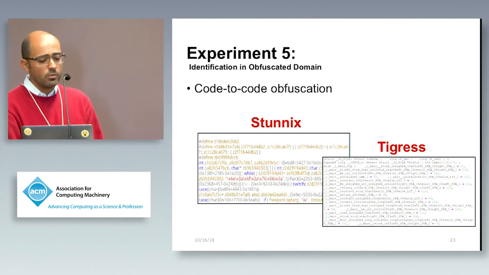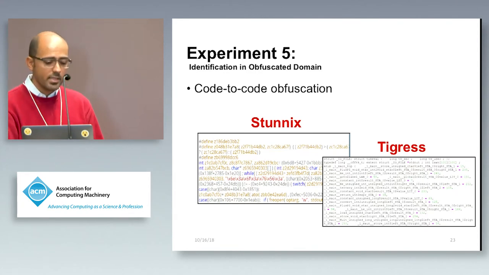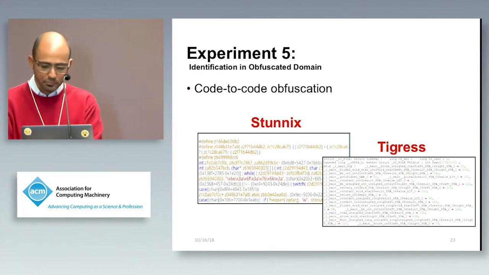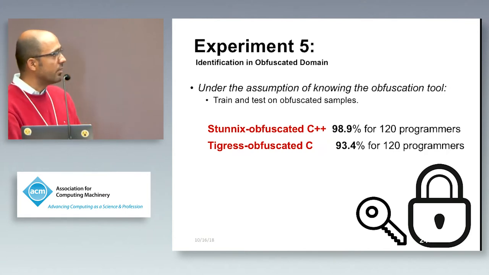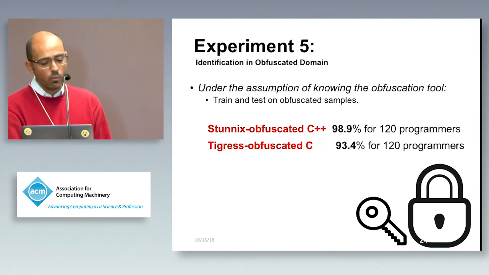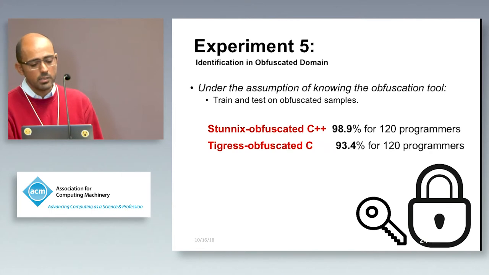The fifth experiment is to look into identification of obfuscated codes. For that, we use two off-the-shelf obfuscators, Stunnix and Tigress. We want to see how much of the style itself is maintained in the obfuscation, which is, I guess, a natural thing to think of. Under the assumption of knowing the obfuscation tool, so we do not try to look in the wild, we can build a model that we can test. If we look into Stunnix obfuscated C++ code, we were able to achieve 98.9% accuracy for 120 programmers, and Tigress about 93.4% accuracy for 120 programmers.